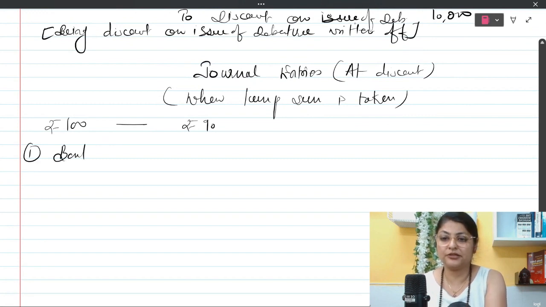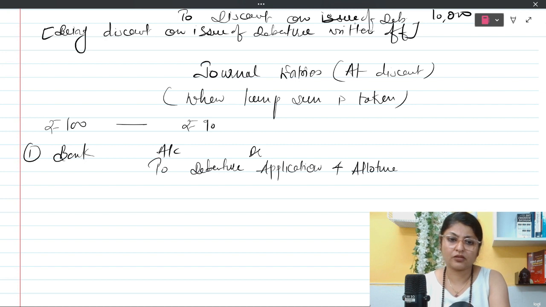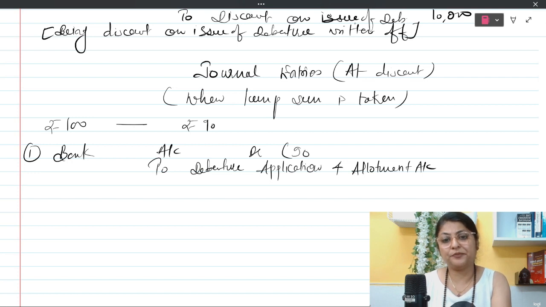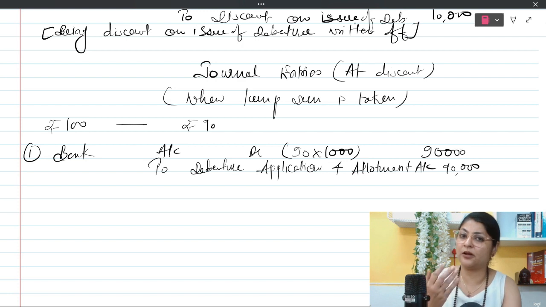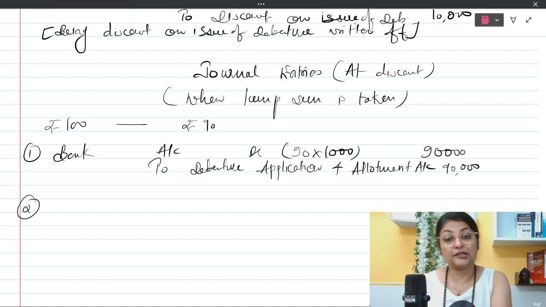Bank account debit to debenture application and allotment account. This is 90 rupees you are getting from debenture holders for each debenture, and the total amount is 90,000 rupees. You have a loss of rupees 10,000. The loss will not be written in the receiving entry. Please remember this. The loss will be written in the transfer entry.